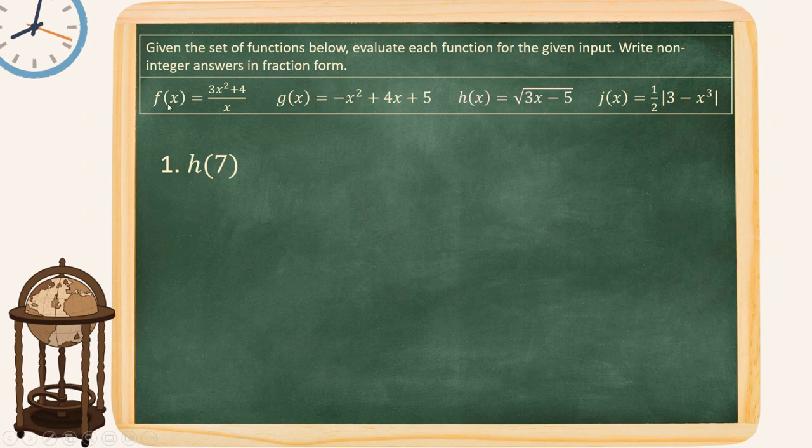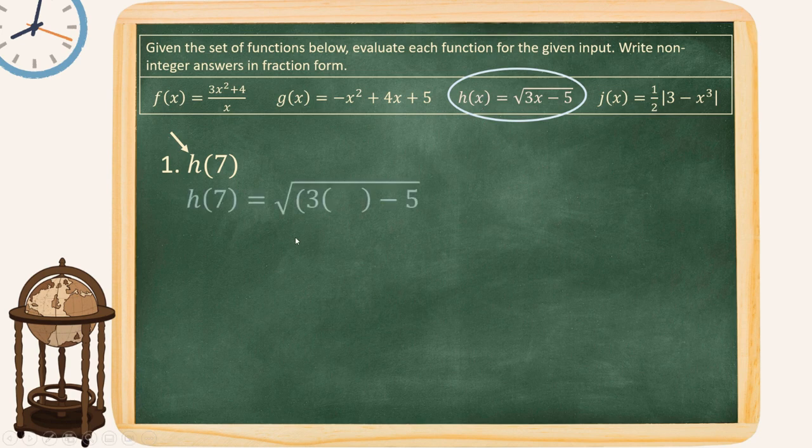So we have an f of x function that's got a fraction bar, a g of x function that's got an x squared, an h of x function that's got a radical sign, and a j of x function that's got absolute value. So we have a variety of functions here. You want to make sure you pay attention to the name when it's asking you to find h of 7. So go up here and find the h function. This is the function that we're going to be substituting 7 in for x.